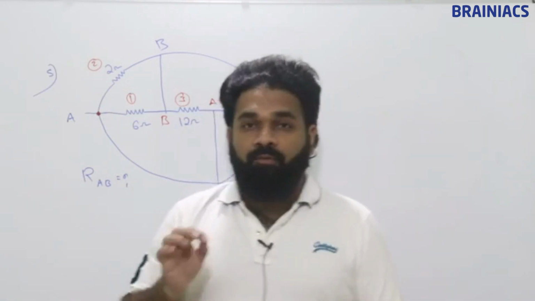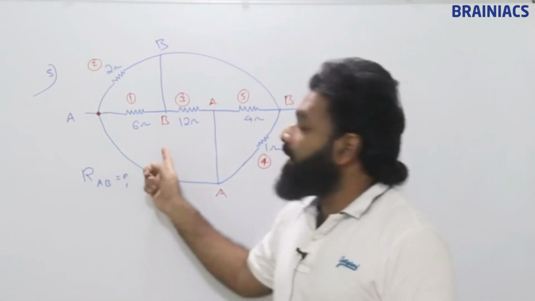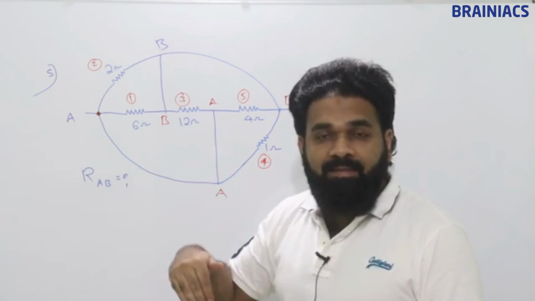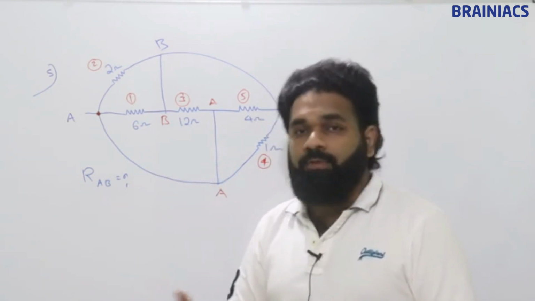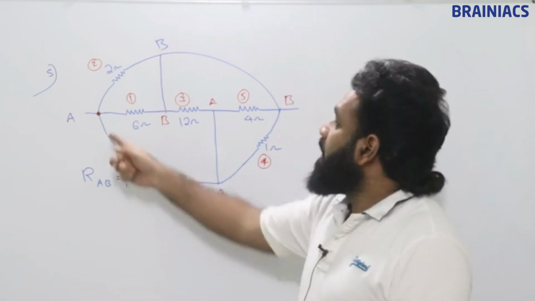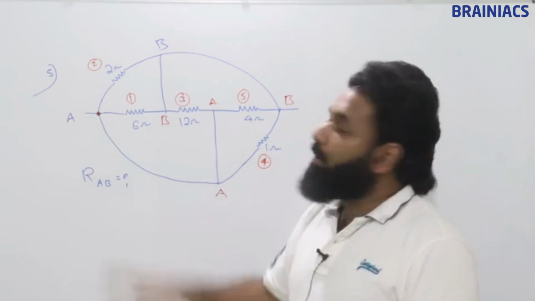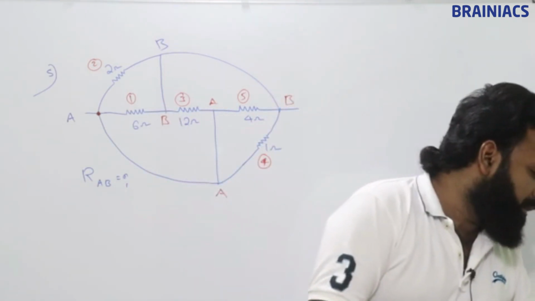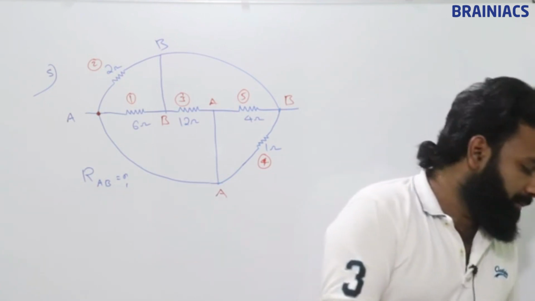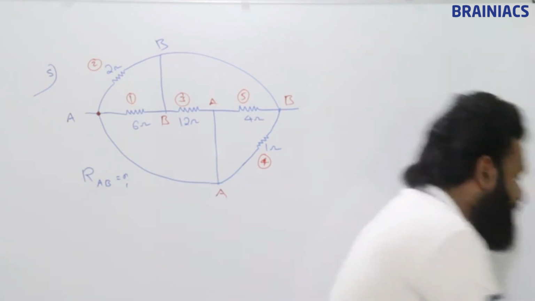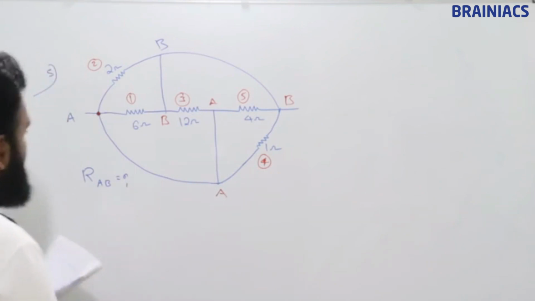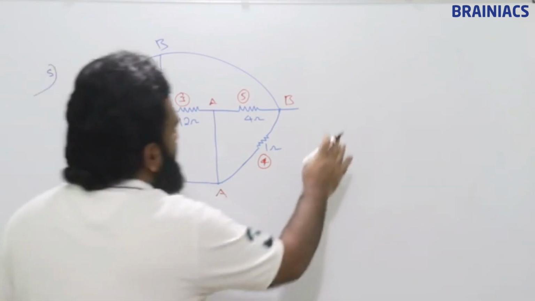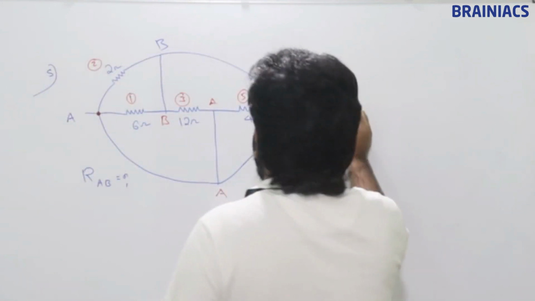Now if you are fast enough, you need not redraw this circuit as a parallel circuit and then try to solve it. No need to waste time like that. If all these resistances are parallel, directly you can put the equation and solve it. So no need to waste time, but I am drawing the circuit. If someone does not understand, just for clarity I am drawing the circuit.